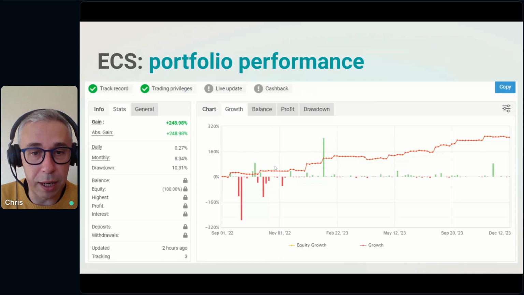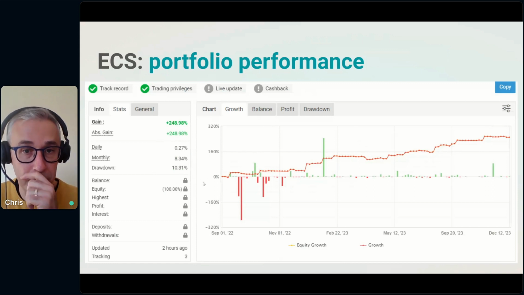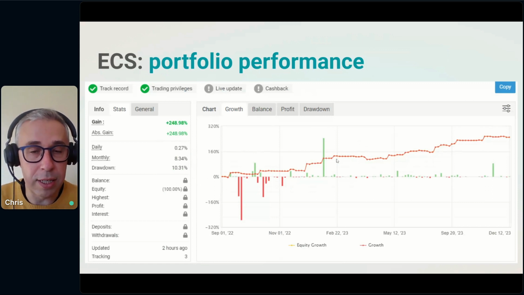Here is that MyFXBook that I promised of one of the accounts. And as you can see, a drawdown of only 10%, monthly average return of 8.3%, 250 in total, equity curve pretty much up, and the drawdown only 10% in max. So this you can see on our website as well.